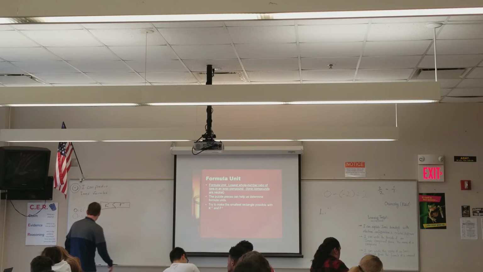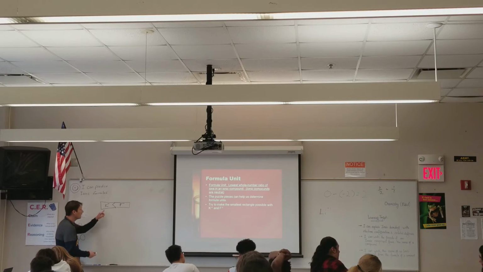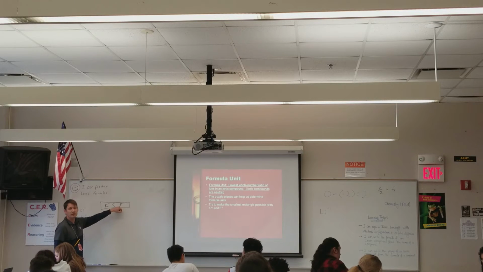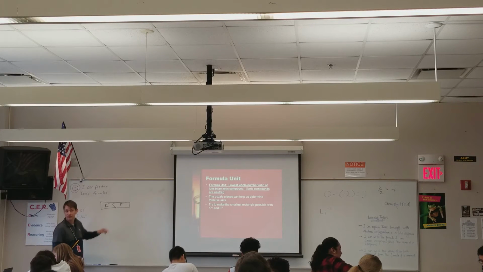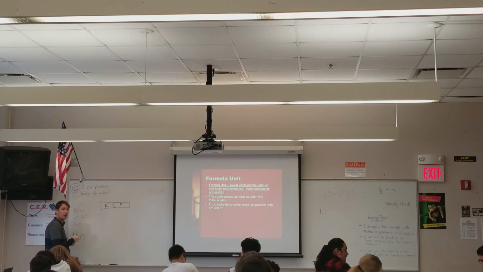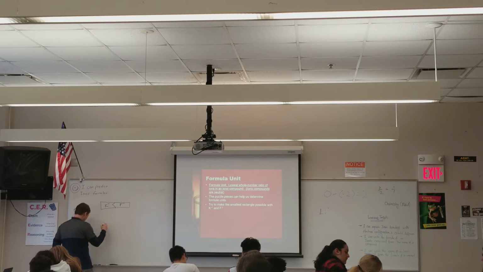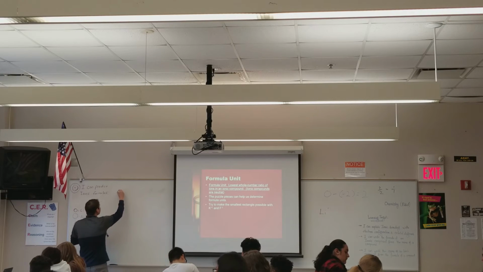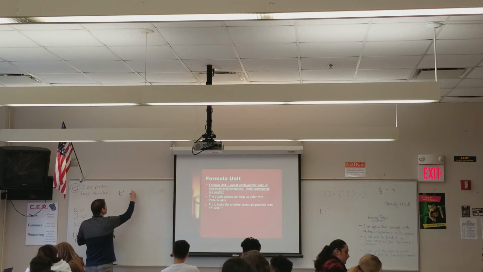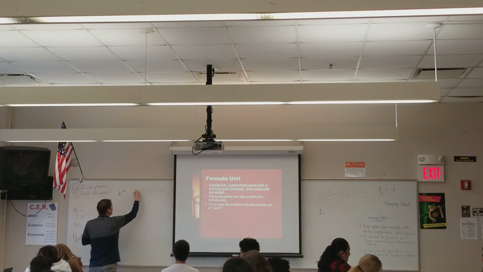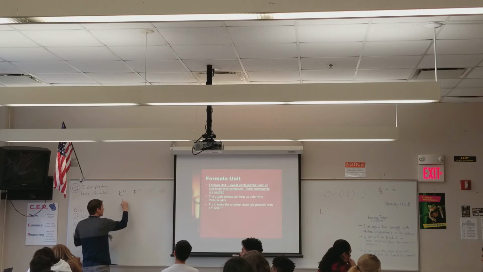So what does that tell us? Well, that tells us this. I have 1 potassium for every 1 fluorine ion. That means this is potassium fluoride. We're going to get to naming it later. What that means is, look, K plus 1, F minus 1 makes KF.